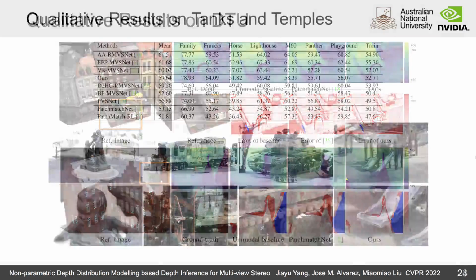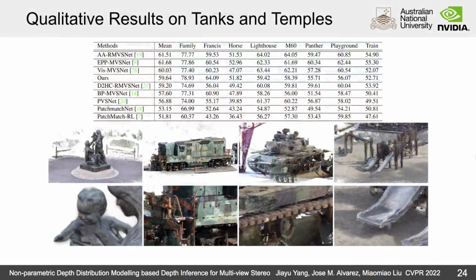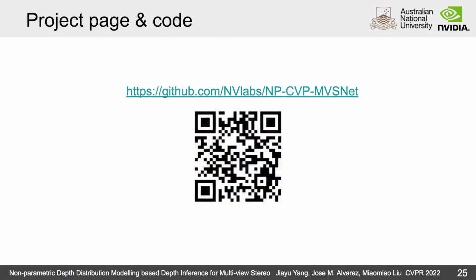On Tanks and Temples dataset, our method also achieved competitive results and produced much better estimation for boundary regions and small objects. Our code will be released soon.